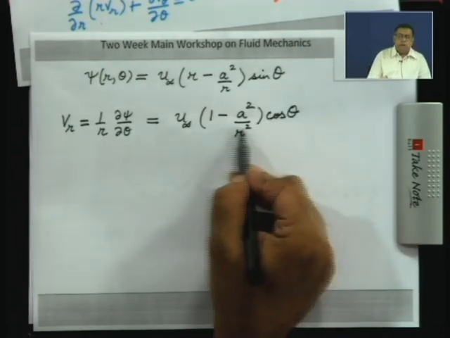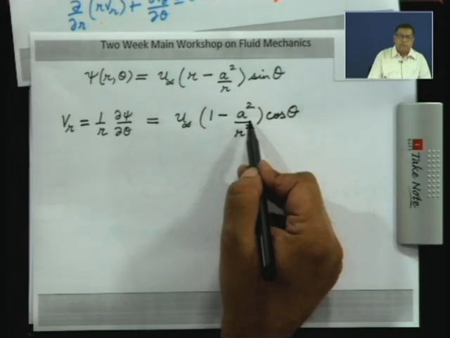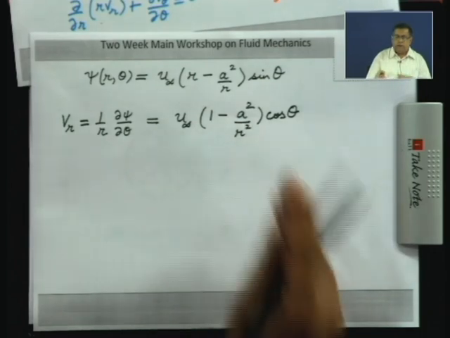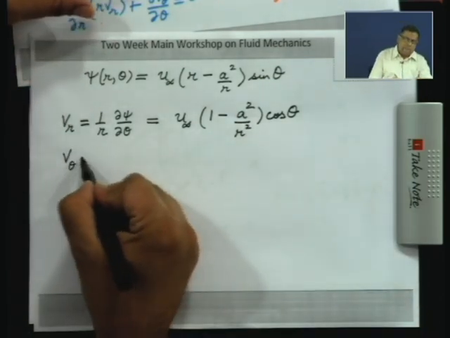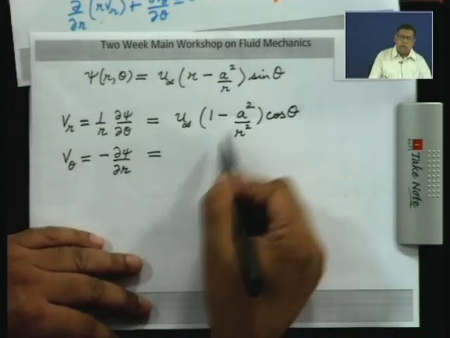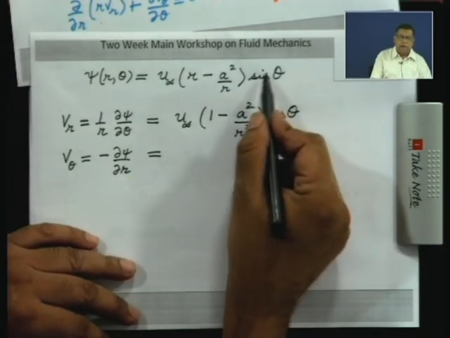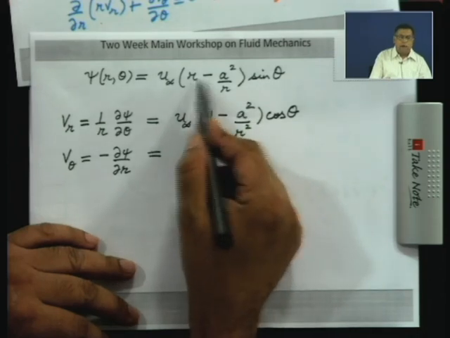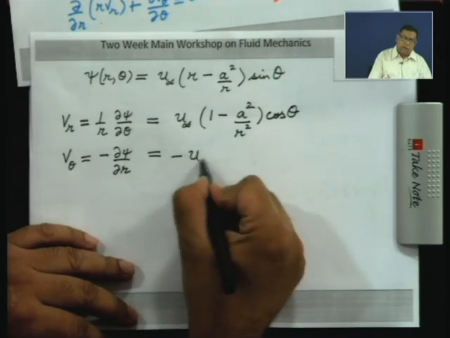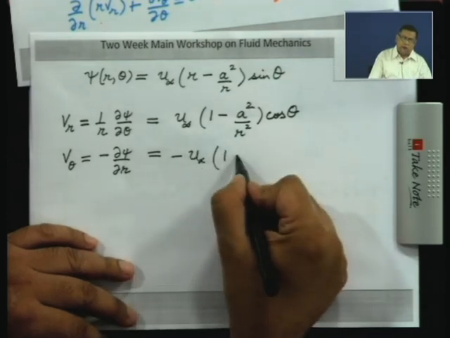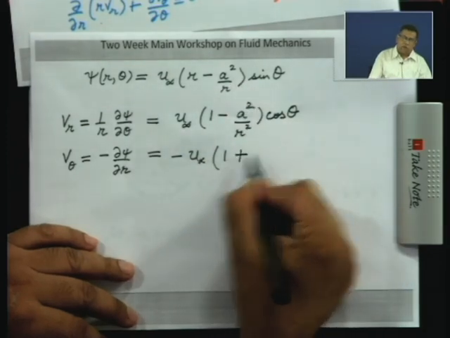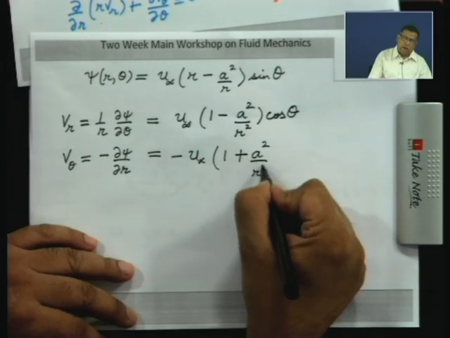So, V r is u infinity into 1 minus a square by r square into cos theta. As you can see, if I put r equal to a, V r is 0. So, it satisfies the no penetration boundary condition, and if you take r going to infinity, this V r approaches u infinity cos theta. Now, V theta is minus del psi del r. So, here the theta dependence will be simply sin theta, and if I differentiate this, you get 1 plus a square by r square. So, you have minus u infinity into 1, and this is r to the power minus 1. So, if you differentiate, you get minus r to the power minus 2.